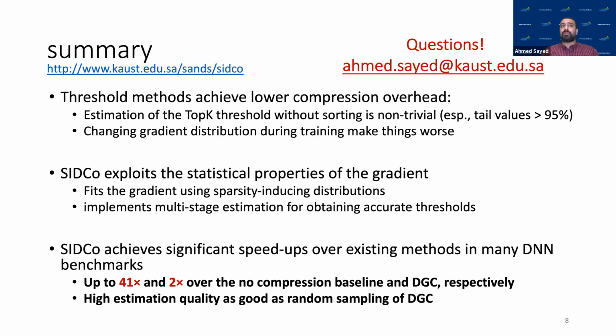Our evaluation showed that SIDCo can achieve significant speedup. Specifically, it can achieve 41x compared to the no compression baseline and 2x compared to DGC. It can achieve so with very high estimation quality, as good as DGC.